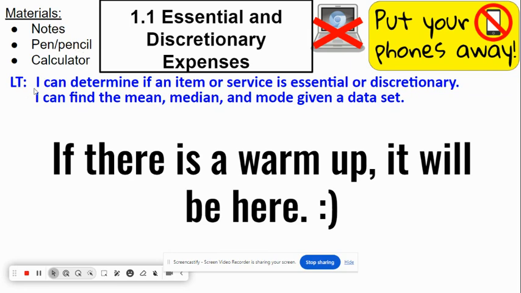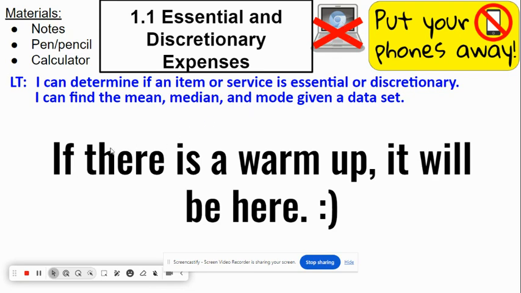Today your learning target is: I can determine if an item or service is essential or discretionary, and I can find the mean, median, and mode of a given data set. Put your phones away. We're not going to need anything digital for this other than the video.